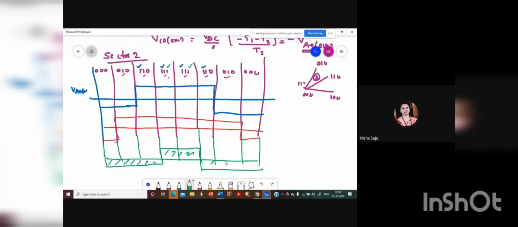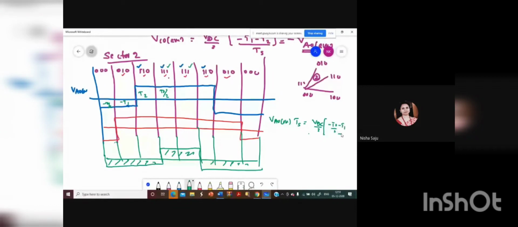Then you have to write the equation also. VA0 average into TS will be equal to VDC by 2 into what you are getting. As you can see here: minus T0 by 2, minus T1, plus T2, then plus T0 by 2. So you can take this one: minus T0 by 2 minus T1 plus T2 plus T0 by 2.